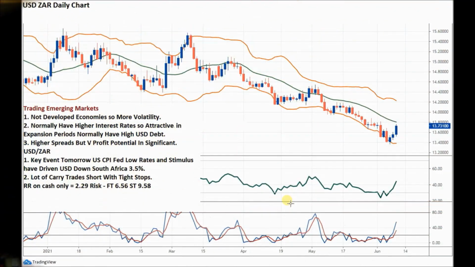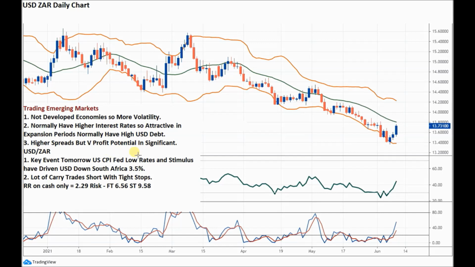Right, we're on the USD/ZAR daily chart, and you can see it's a really big move to the downside. So a really nice trend, and we've seen a little bit of strength. We're looking for a big trend reversal to the upside. Before I draw my levels of entry, stop and target, I just want to go through some general points in terms of emerging markets and also what's going on in the USD/ZAR with speculators.